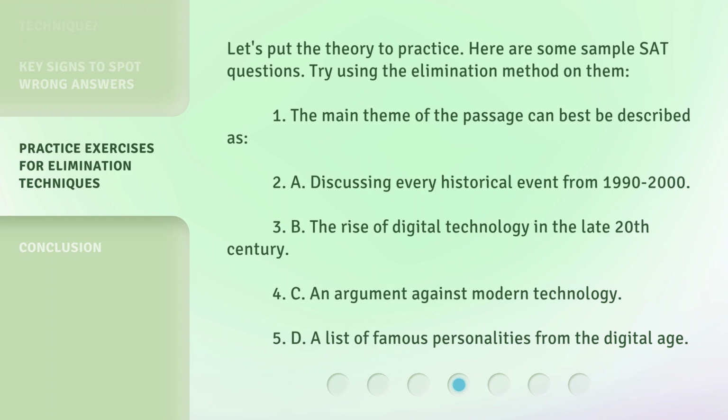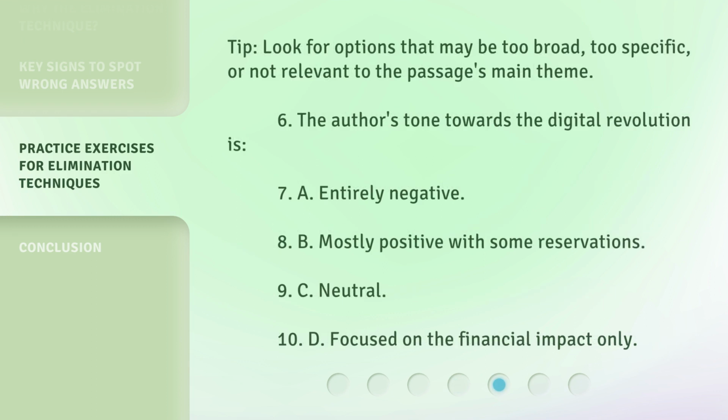A. Discussing every historical event from 1990 to 2000. B. The rise of digital technology in the late 20th century. C. An argument against modern technology. D. A list of famous personalities from the digital age. Tip: look for options that may be too broad, too specific, or not relevant to the passage's main theme.